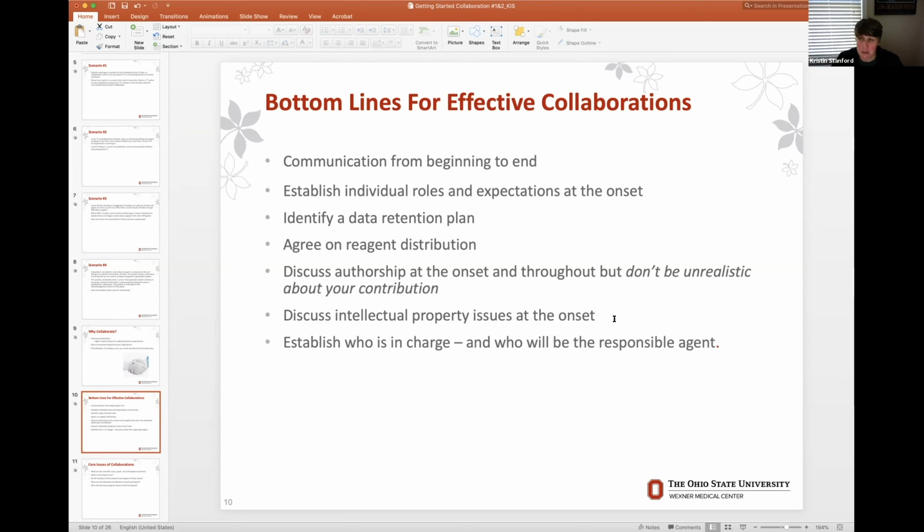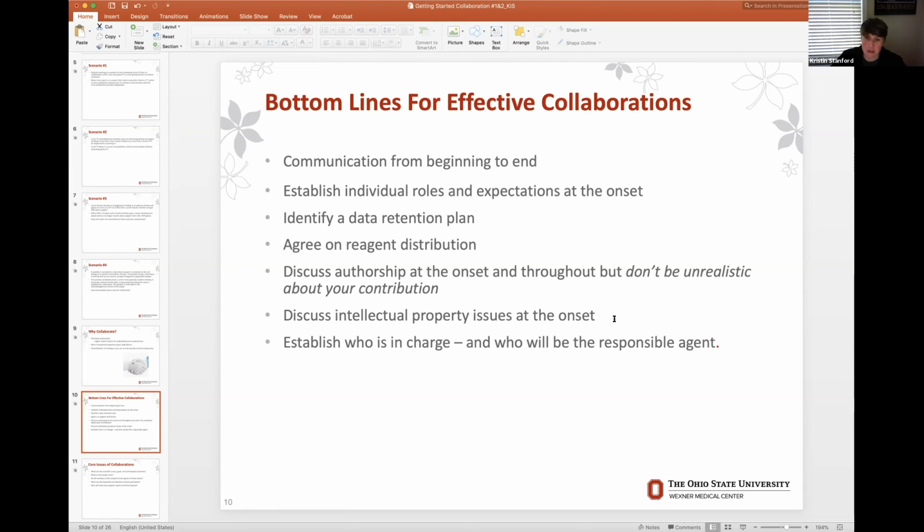Discussing intellectual property issues at the onset. This is a really important aspect if you have either new technology or really any type of IP. When you submit for a patent through Ohio State, everyone who's listed as an inventor is split evenly on the application. And if you don't want that to happen, you need to be very clear from the get-go before the patent actually gets filed.